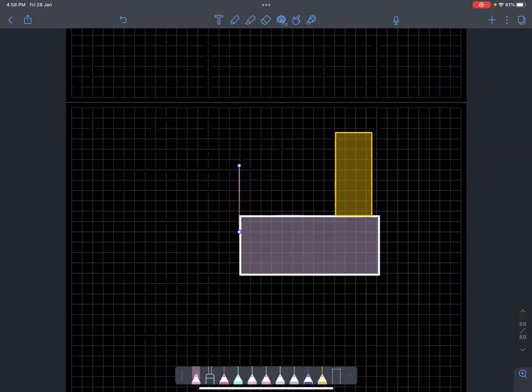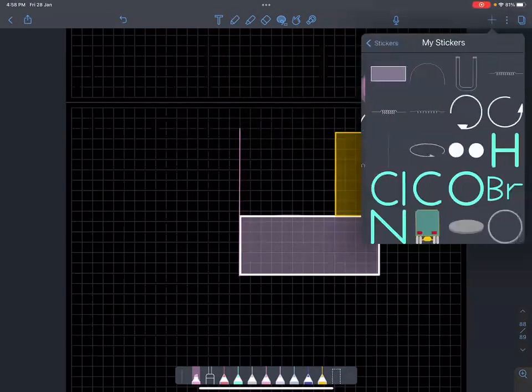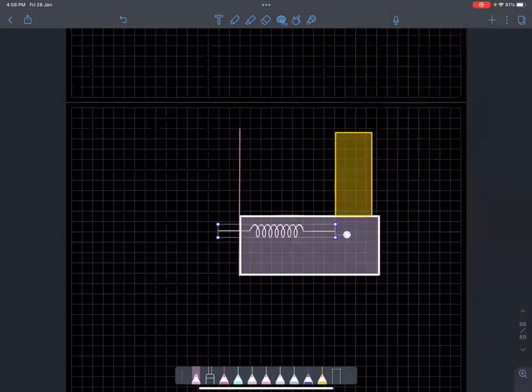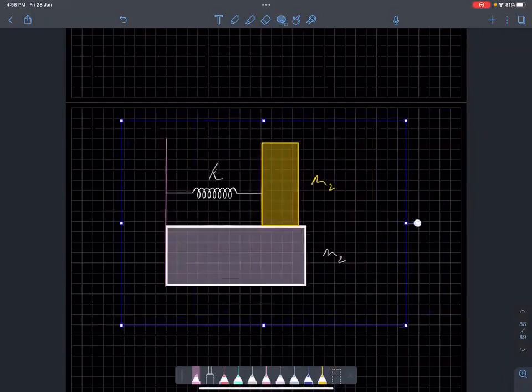There is a support here, and between them there is a spring like this. The spring constant is K. This has mass M1 and this has mass M2. Clear? So I'm asking what will be the time period of this system?